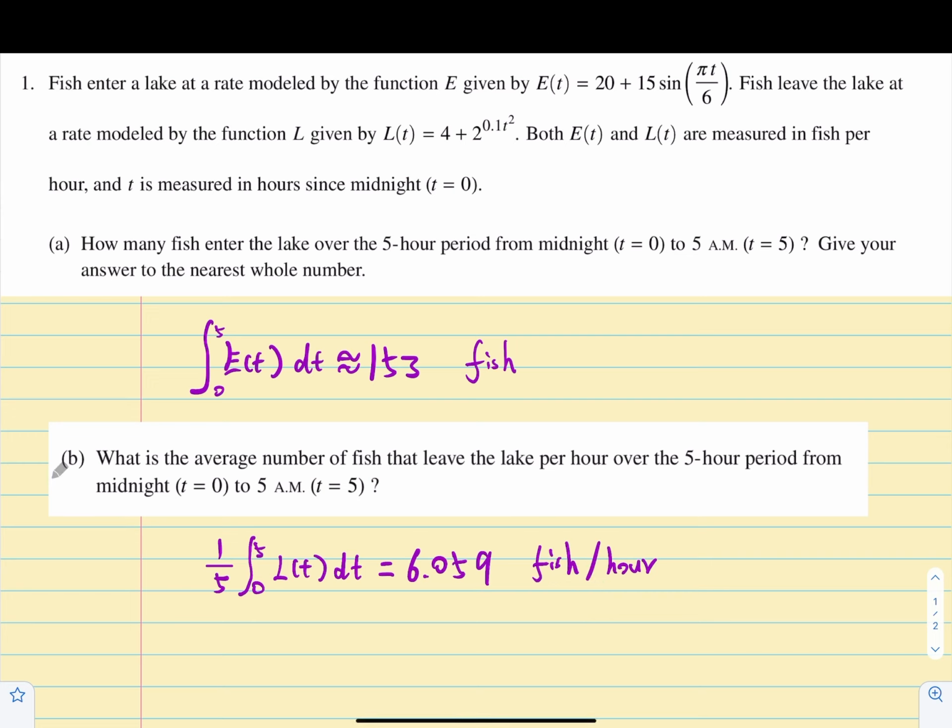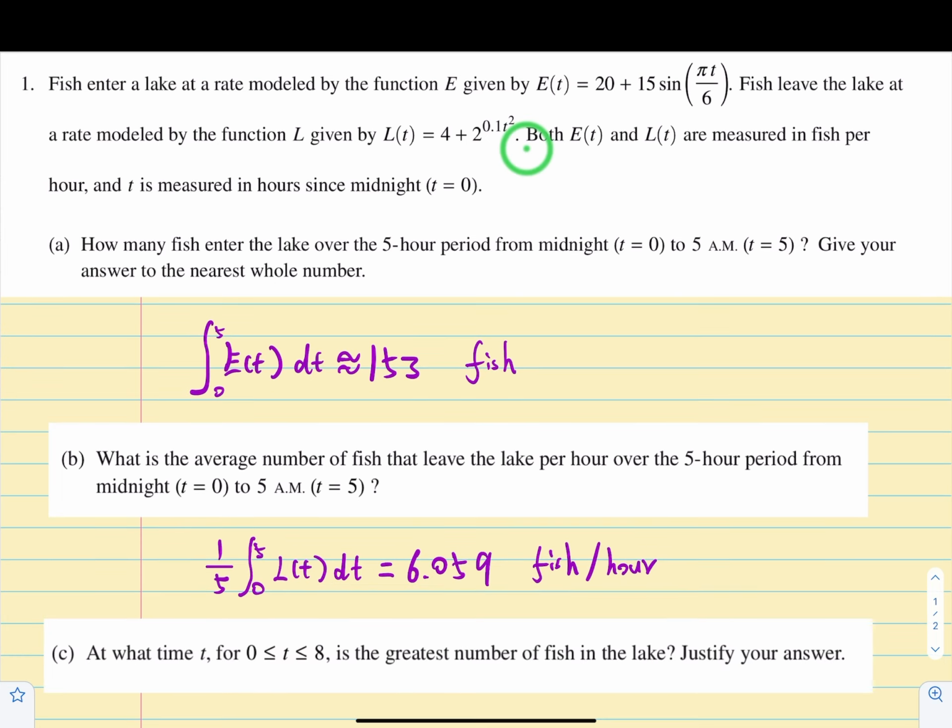So you can write the answer: the average number of fish leaving the lake over the 5-hour period is 6.059 fish per hour. Yeah, you can write like this. Question C says we need to find the greatest number of fish in the lake for t from 0 to 8, from the real meaning of the time t.